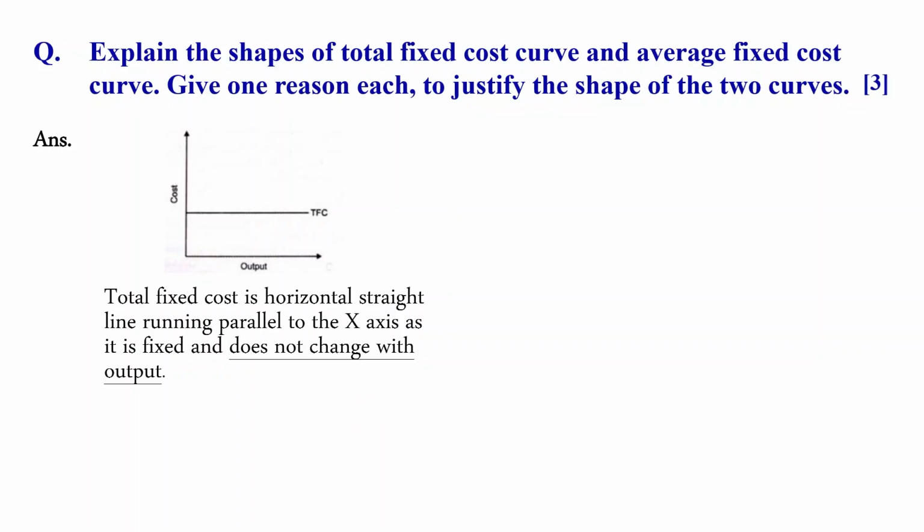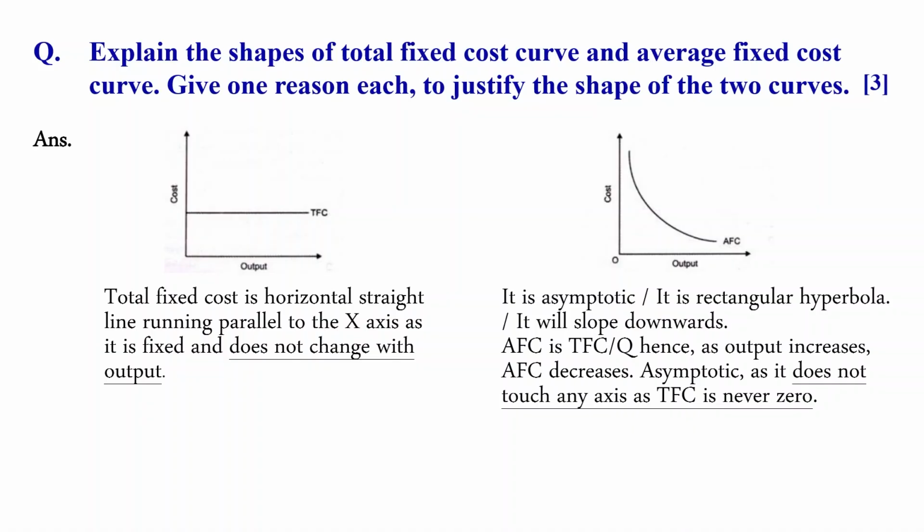Next shape is average fixed cost. Now, average fixed cost is asymptotic or has a rectangular hyperbola shape, or it is downward sloping. Any feature of this shape can be given. But remember, whatever feature you are giving, you support with a justification. Let's say you write it is downward sloping. Why? This is because AFC equals fixed cost divided by output. Hence, when your output increases, the same fixed cost is spread over more units.